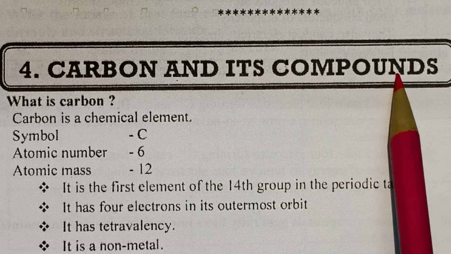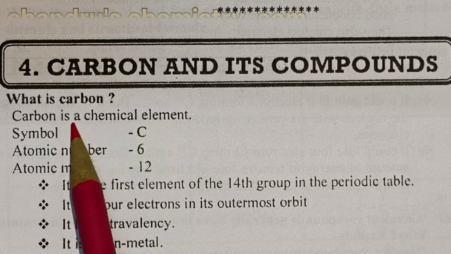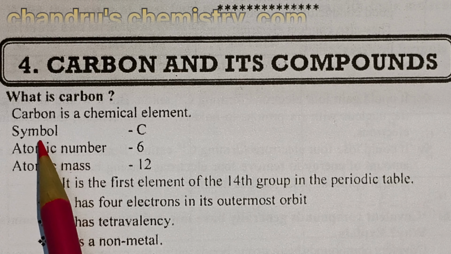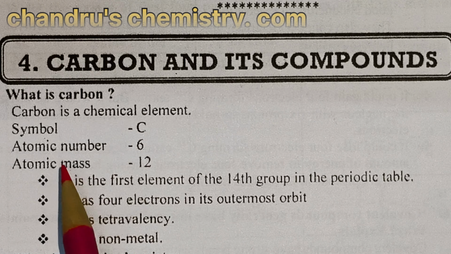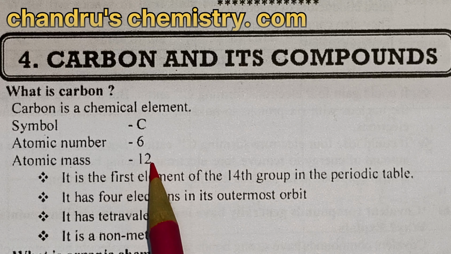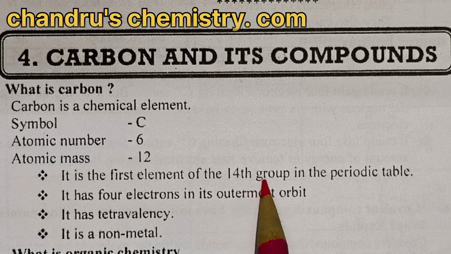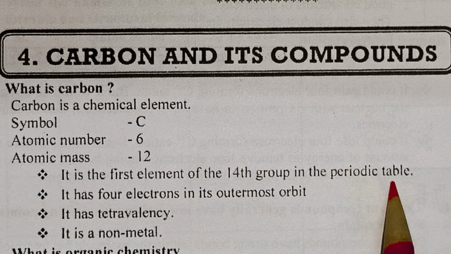Carbon and its compounds. What is carbon? Carbon is a chemical element. Symbol C. Atomic number 6. Atomic mass 12. It is the first element of the 14th group in the periodic table.